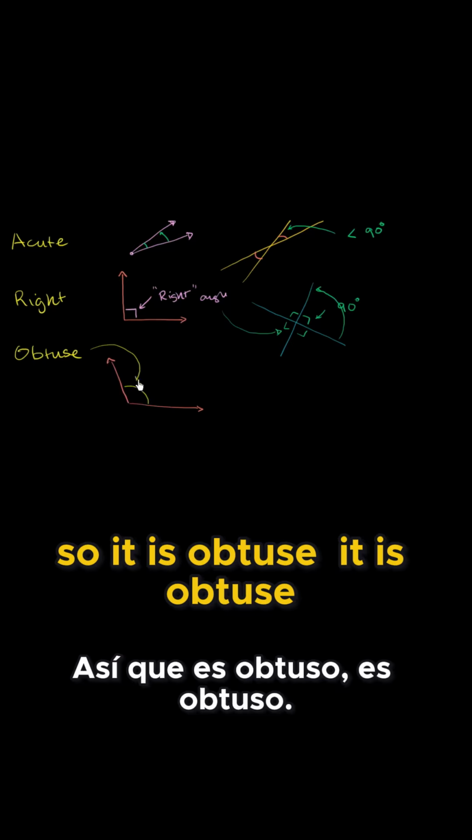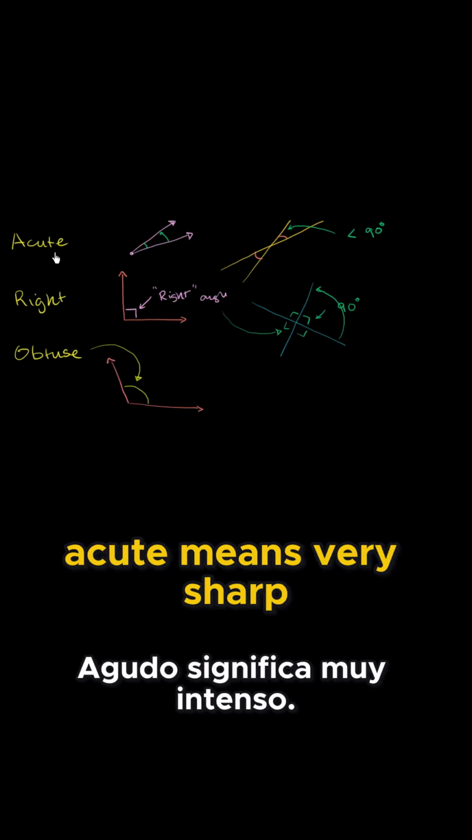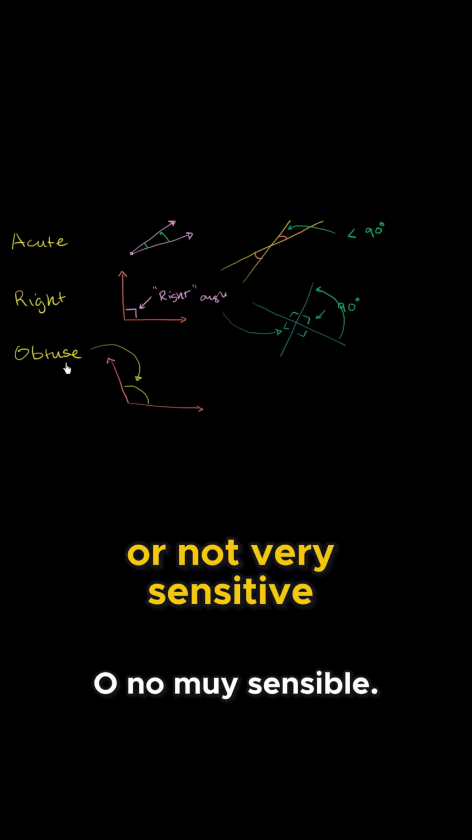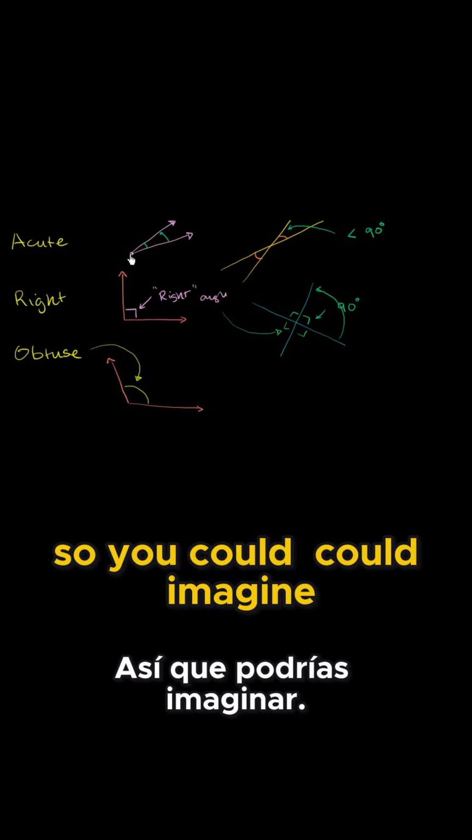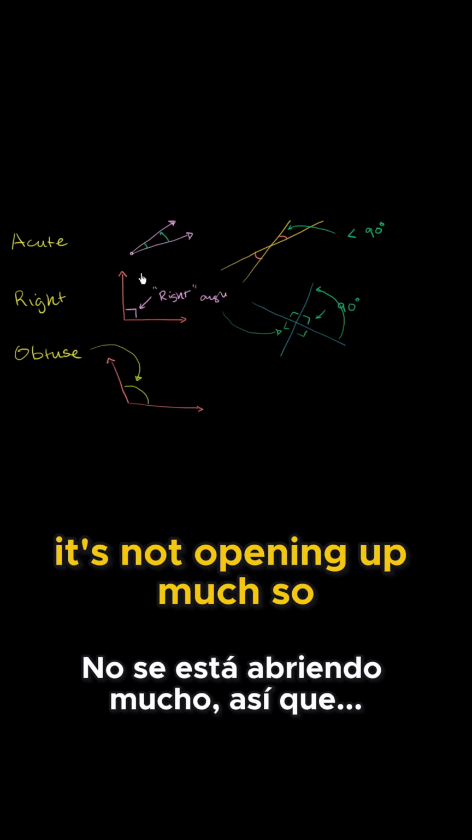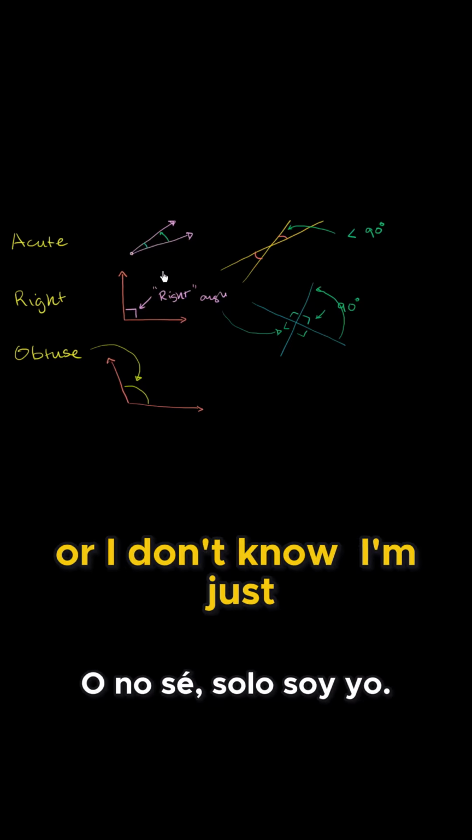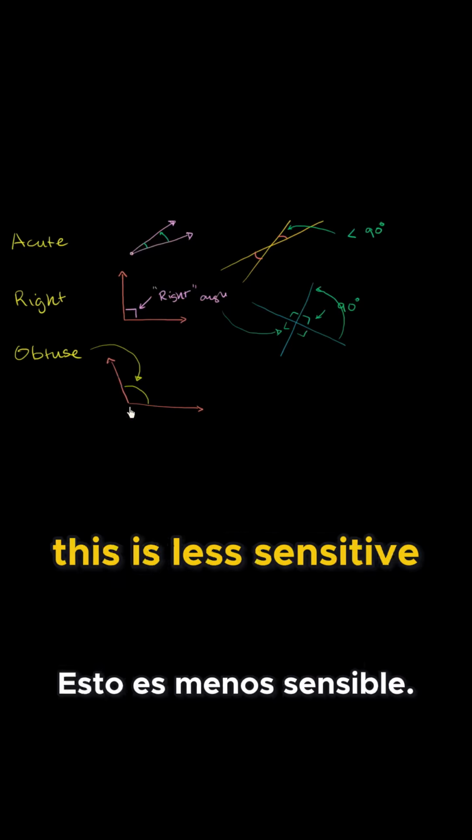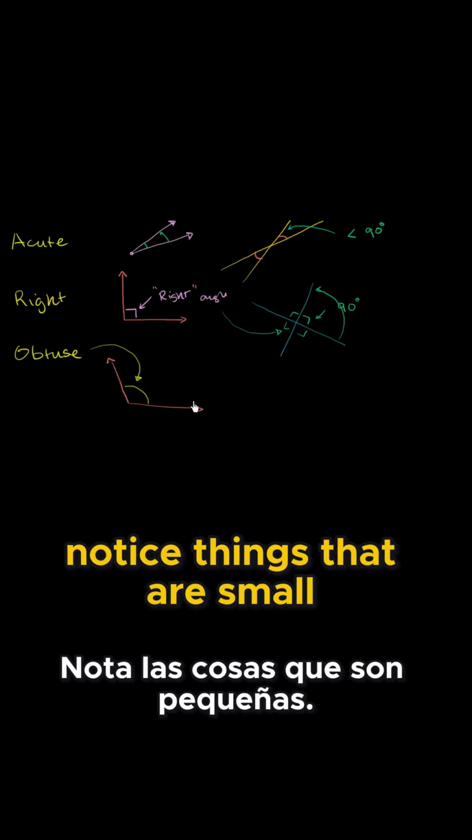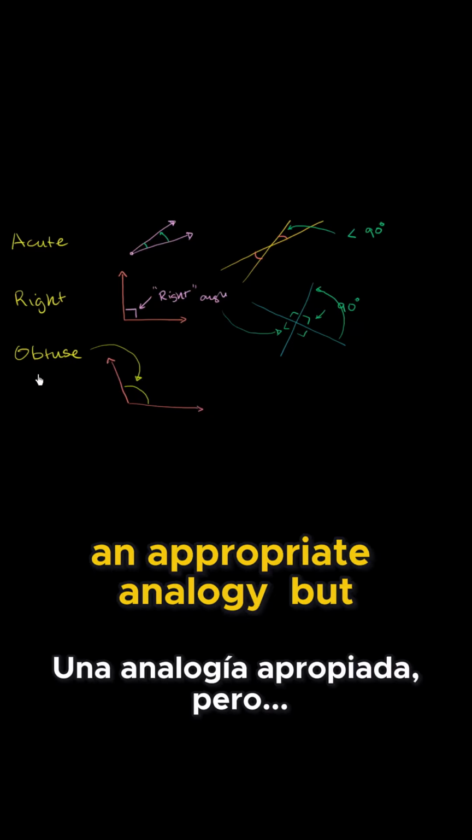It is obtuse. And this kind of comes from the actual everyday meaning. Acute means very sharp or very sensitive. Obtuse means not very sharp or not very sensitive. So you could imagine this looks like a sharp point, or it's not opening up much. So maybe it's more sensitive, relative to other things, or I don't know. I'm just trying to make connections. This is less sensitive. It's all big and open. It won't be able to notice things that are small, because I don't know. Maybe that's not an appropriate analogy.